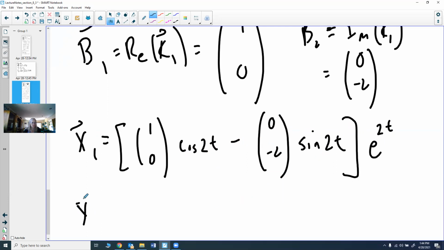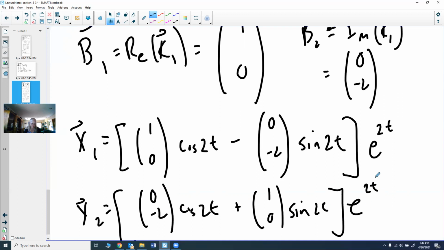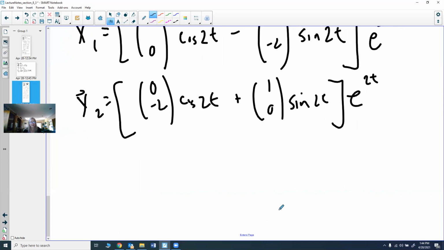My x2 is switching these. So you start with the imaginary part times the cosine of 2t plus the real part 1, 0 times the sine of 2t, e to the 2t. When we have imaginary eigenvalues, you would get the exact same answer if you use the 2 minus 2i. So we don't worry about using the conjugate one.